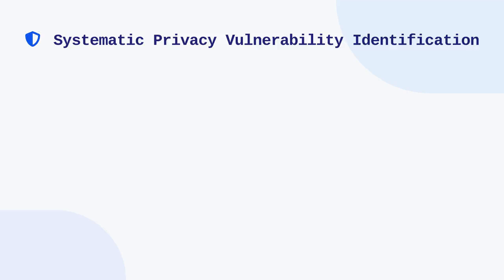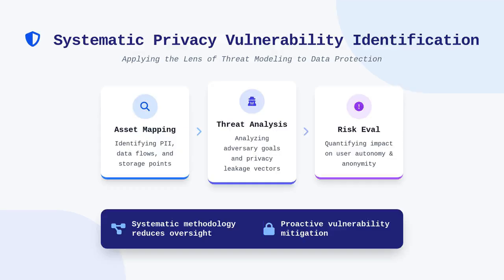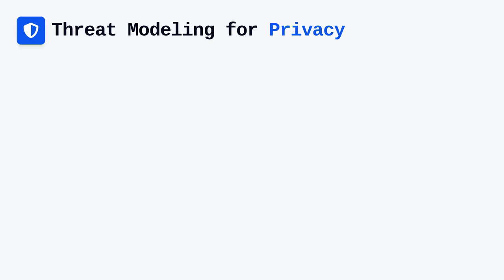Hello. Let us examine the systematic approach to identifying privacy vulnerabilities through the lens of threat modeling. Threat modeling is a structured process for identifying and mitigating potential security and privacy risks within a system architecture. While many software engineers are familiar with security-centric frameworks, applying these techniques to privacy requires a distinct shift in perspective.